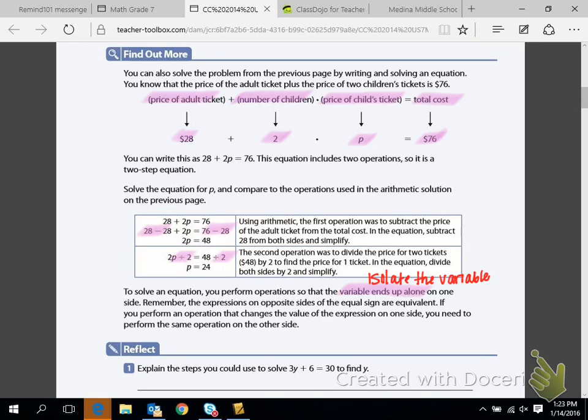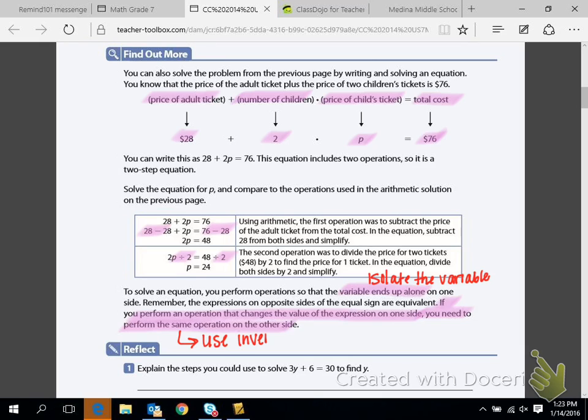So we want the variable to end up alone on one side. Remember, the expressions on opposite sides of the equal sign are equivalent. So if you perform an operation that changes the value of the expression on one side, you must perform the same operation on the other side.